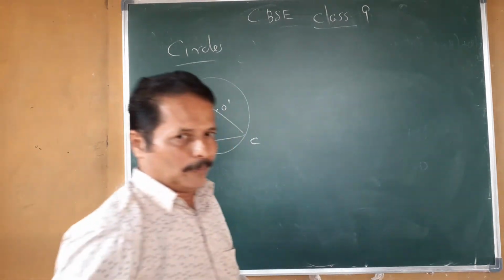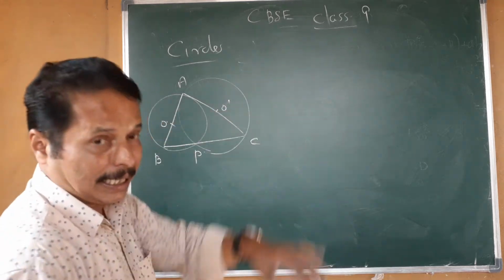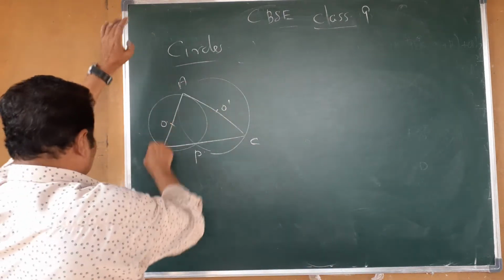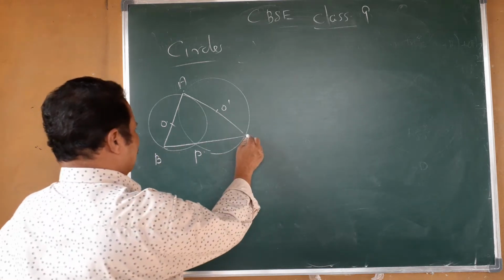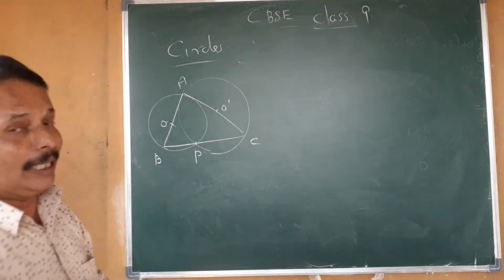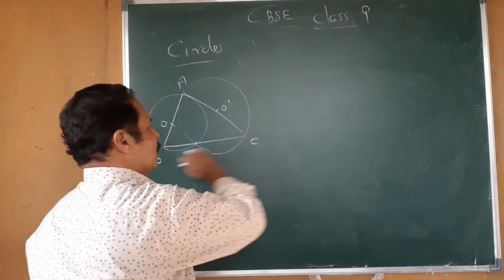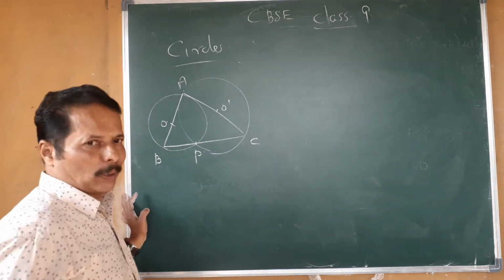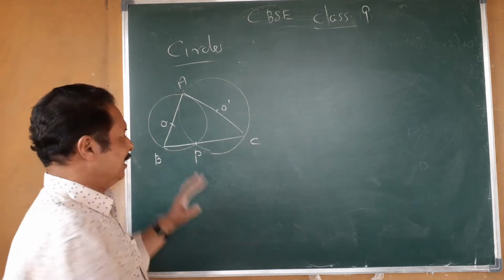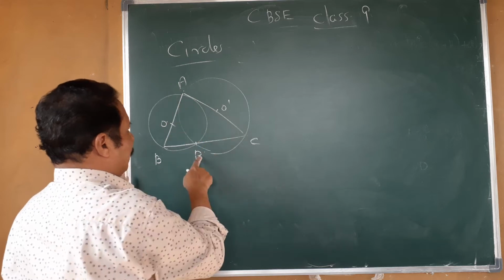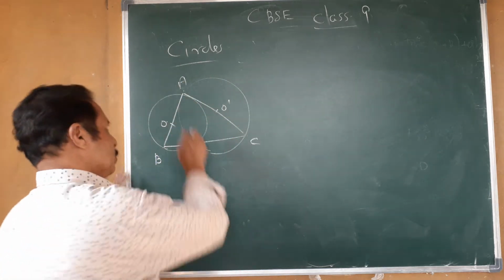Look at the figure. In the figure, O and O dash are the centers of the circles. AB and AC are diameters. B, P, C are collinear; collinear means in a straight line. Prove that B, P, C are collinear. Remember, AB and AC are diameters of the circles. The circles touch at A. Are you ready? Look at that.